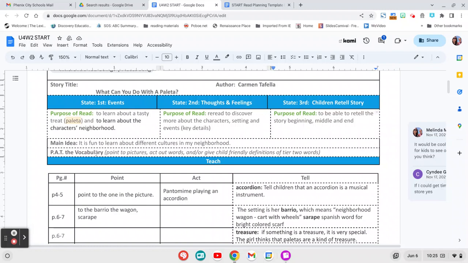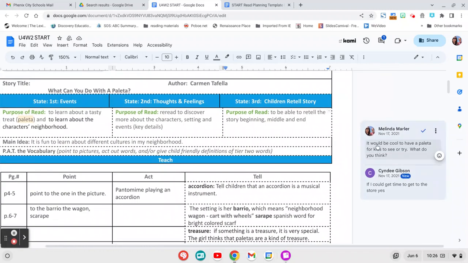PAT, this is how you can go through the vocabulary as you're reading the story. PAT stands for point to the pictures. A stands for act out the vocabulary, and I actually meant point to the picture of the vocabulary word. A is act out the word, and T stands for tell. So you're basically giving those child-friendly definitions to those tier 2 words. And these are words you want them to be able to use when they're speaking to their peers next to them, or whenever you ask them a question and they're talking back to you.